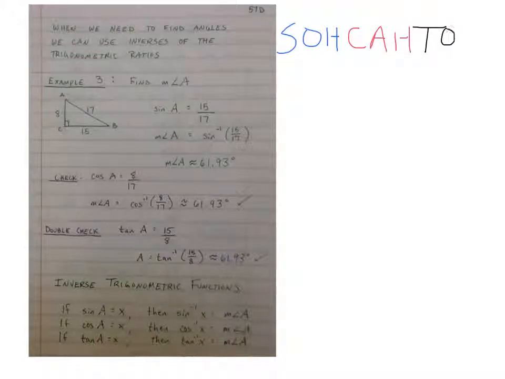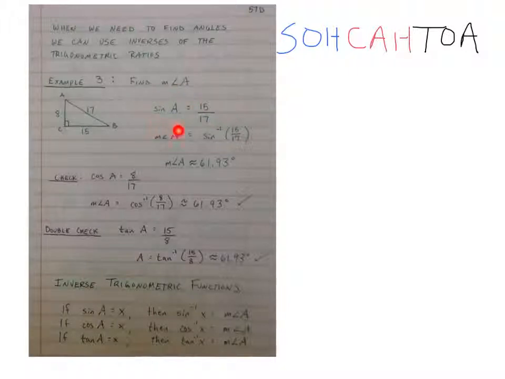When we need to find angles, we can use inverses of trig ratios. And the trig ratios we know are sine, which is opposite over hypotenuse, cosine, which is adjacent over hypotenuse, and tangent, which is opposite over adjacent. So in the diagram here, if I'm looking at sine of A, I'm going to go for the opposite over the hypotenuse. So the opposite is 15, the hypotenuse is 17. So we're able to say sine of A is equal to 15/17.